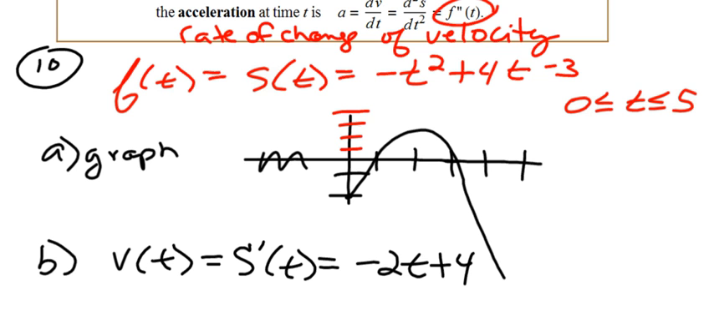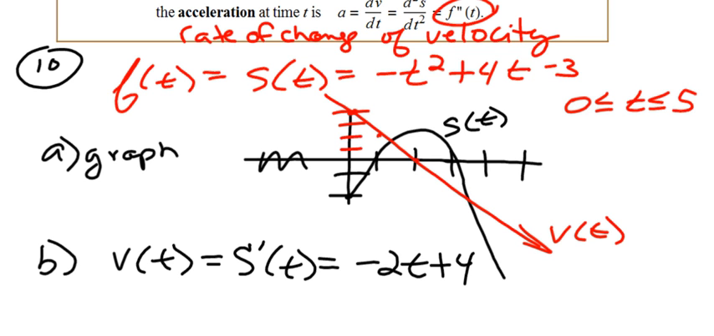to graph this linear equation. This is my velocity. Remember, this one was my position function. All right. And wait a minute, I goofed up because we're not going past 0. We're starting from 0 to 5. So I'm going to stop here at 5.